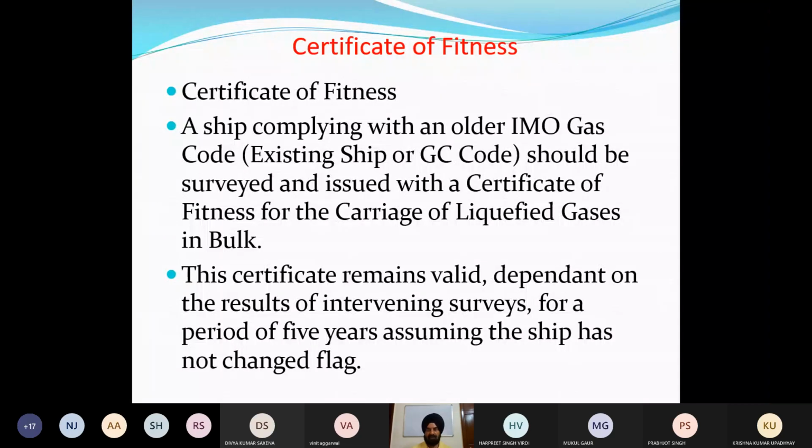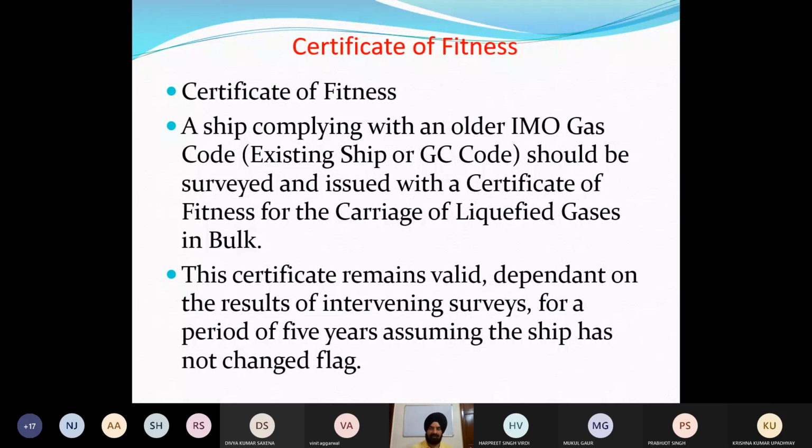Now what is a certificate of fitness? It is similar to what we have been seeing for other ships, like IMDG, where we have the document of compliance. That certificate tells you what all things are to be on the ship, what is fitted, and whether the ship can safely carry these cargoes. In case of grain, we have seen the document of authorization, the DOA. Here they call it the certificate of fitness, for gas and chemical carriers.